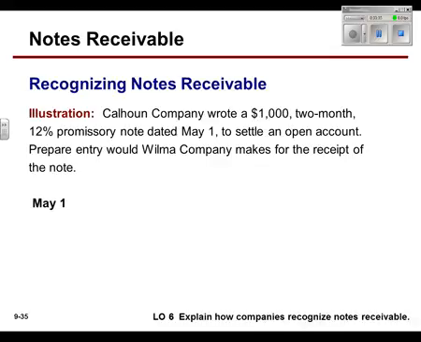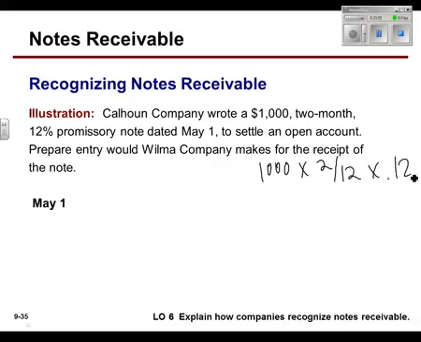Calhoun Company wrote a $1,000 2 months 12% promissory note dated May 1. Okay, so the players are 1,000 times 2 over 12 times 0.12. I don't know if we're going to need that all or not, but let's see what it says.